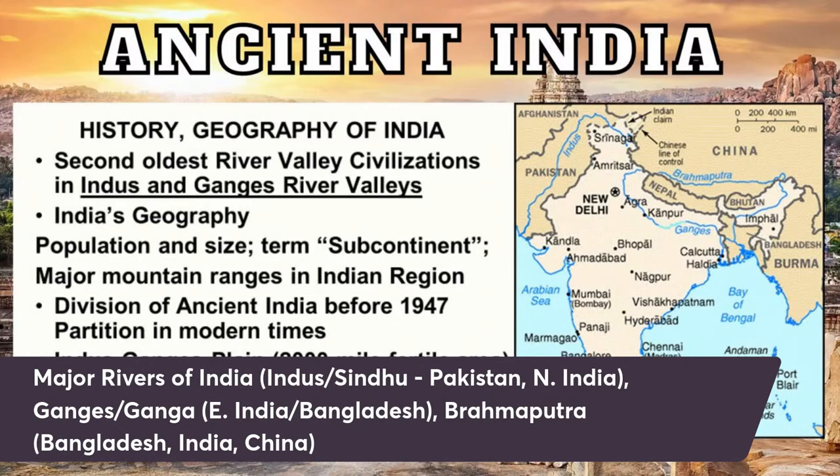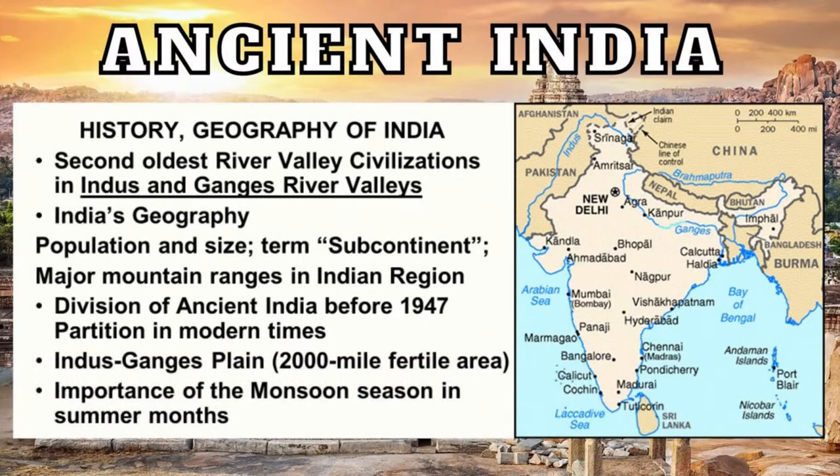The Ganges is also sometimes called the Ganga. It's in northeastern India and also Bangladesh. They have another major river called the Brahmaputra, which starts up in China, goes down through the northeastern part of India, and then empties out close to where the Ganges River is into Bangladesh as well. So those are your major rivers. Although they say the Indus River is more important because that's where a lot of civilizations first started in ancient India a long time ago.